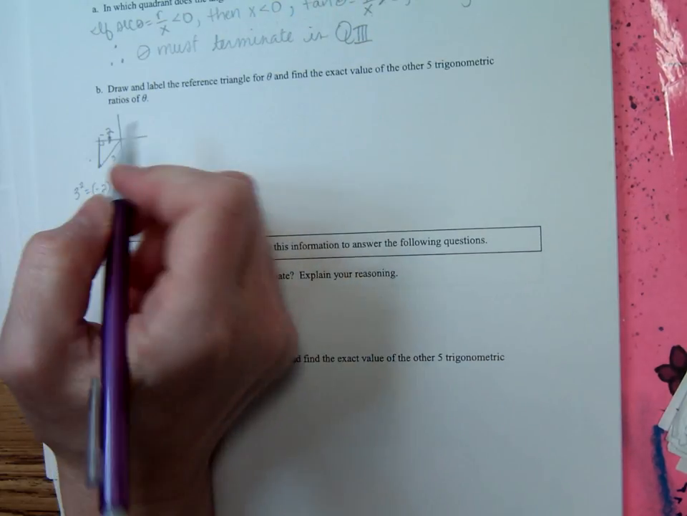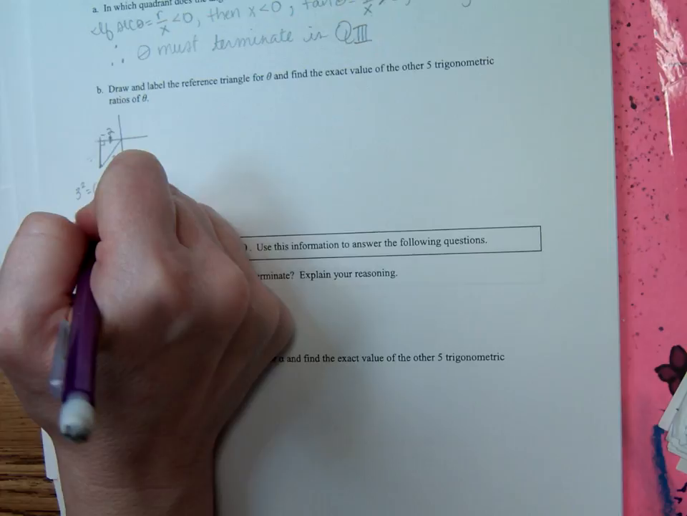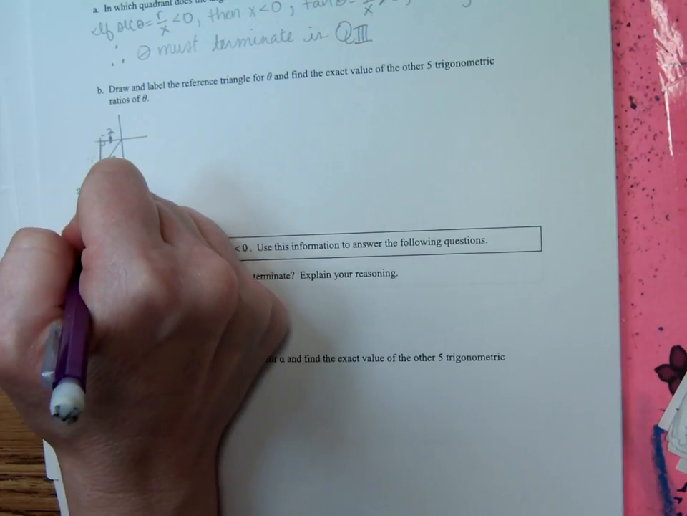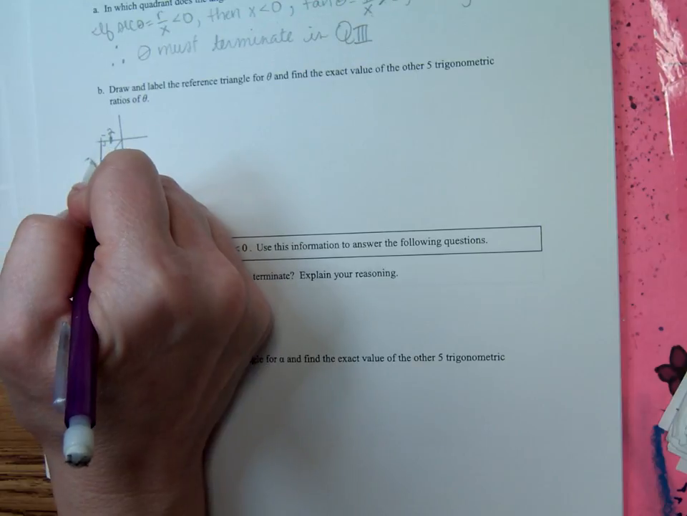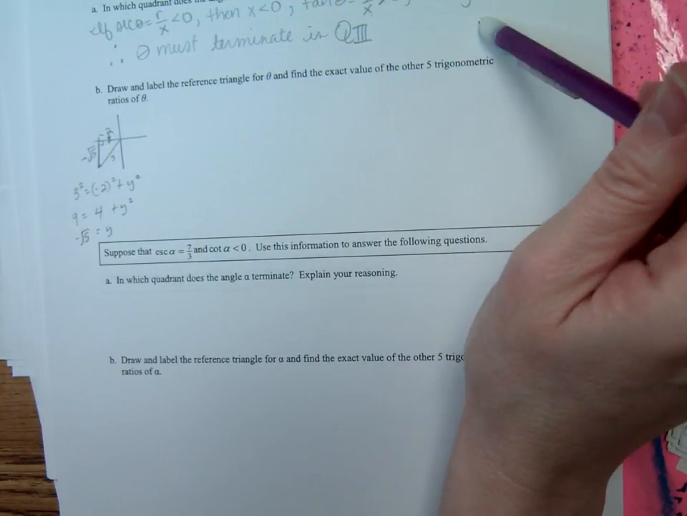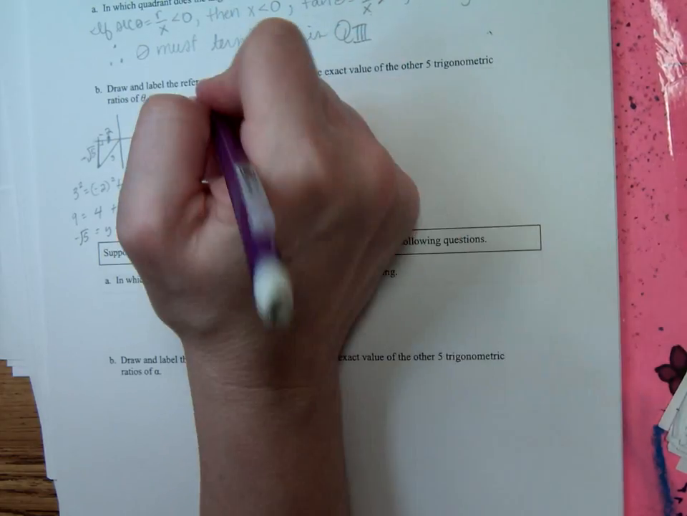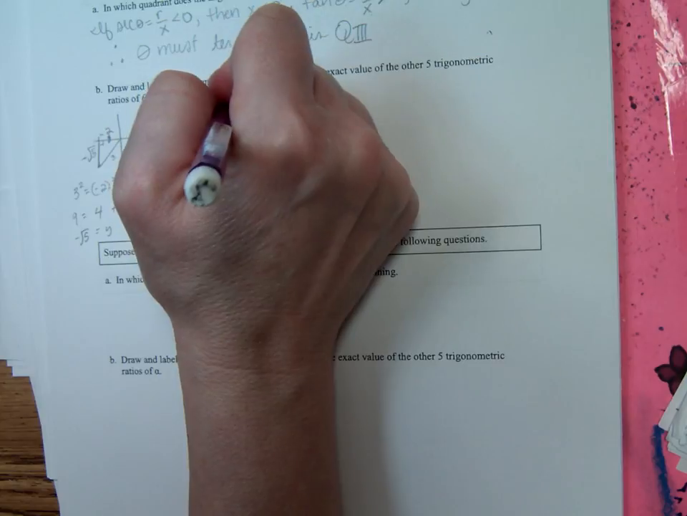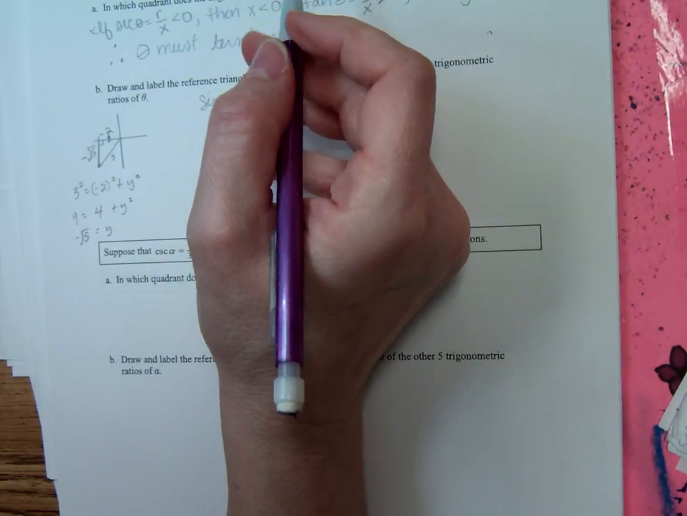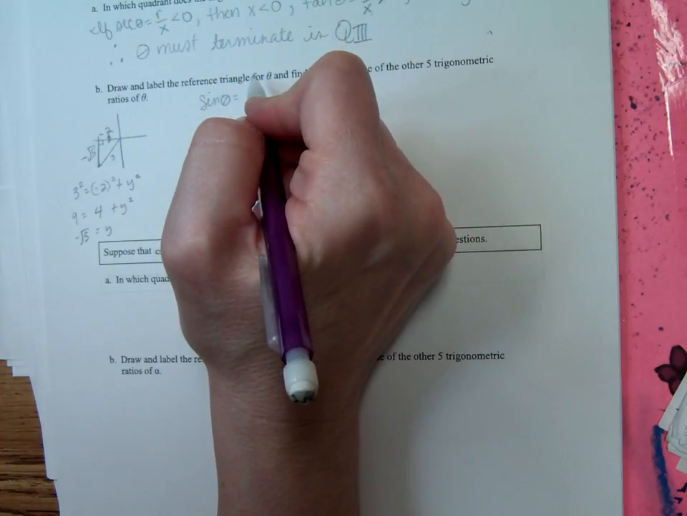Is it the positive or the negative square root of 5? Negative. It's the negative square root of 5 because we just said up here that y has to be less than 0. So we're using the negative square root of 5. What's the sine of theta? Negative square root of 5 over 3.